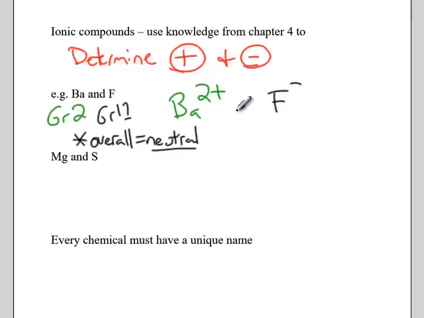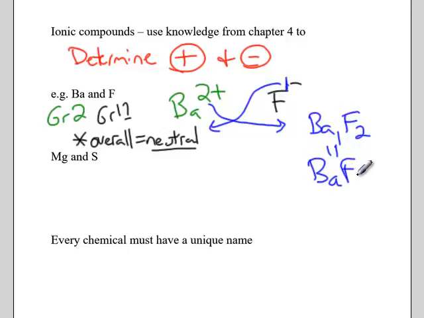One of the ways we can figure this out is by doing a technique called crisscross. I'm going to write in the 1 in the 1 minus, even though we don't normally do that. The number of the cation comes down as a subscript on the anion, telling you how many you need. And the number on the anion comes down as a subscript on the cation. So if we put that together, we need 1 barium to neutralize the charge of 2 fluorines. Just like before, we don't include the subscript of 1, so we write this as BaF2.